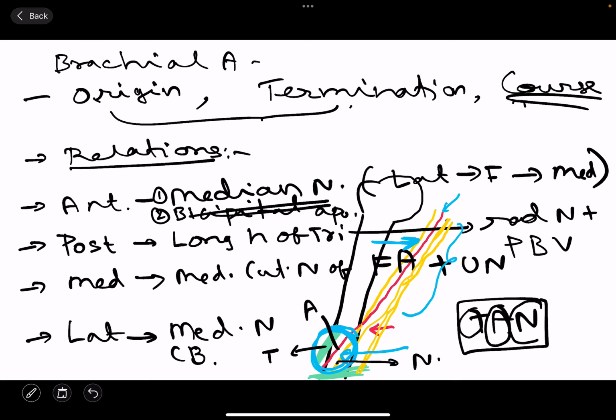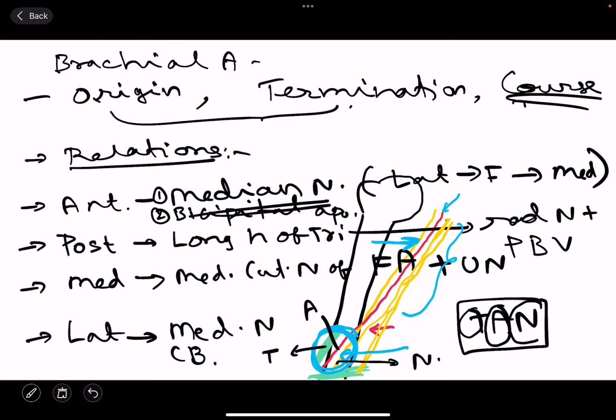Okay, and in the upper part, the ulnar nerve and the medial cutaneous nerve of forearm lie medial to the brachial artery, and in the lower part, obviously it's the median nerve lying medial to the artery. Laterally in the upper part we have the median nerve before it crosses to the medial side, and we also have the coracobrachialis muscle, and in the lower part of the brachial artery we have the biceps brachii tendon. Okay, so this is about the relations of the brachial artery.